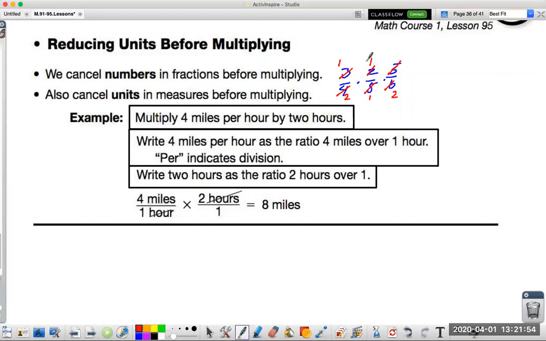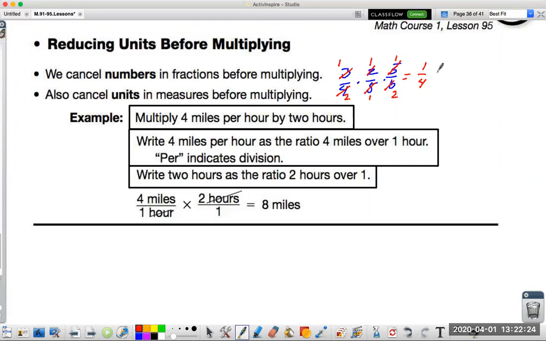We've got 1 times 1 times 1 here, and 2 times 1 times 2 in the denominator. So you have the numerator, which is 1 times 1 times 1, which is 1, and the denominator, which is 2 times 1 times 2, which makes 4. So 3/4 times 2/5 times 5/6 is 1/4.